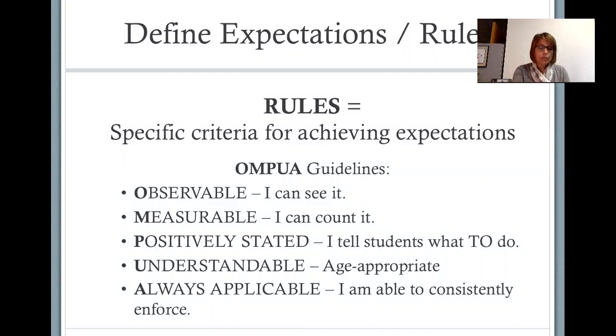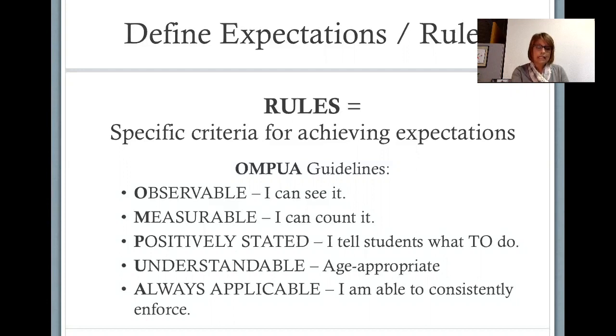Fourth, rules need to be understandable. Rules are stated so students clearly understand what is meant. Vocabulary should be consistent with the student's grade and/or ability level. For instance, use school-appropriate language might be okay at the middle school level, but perhaps is not understandable for a kindergarten classroom.